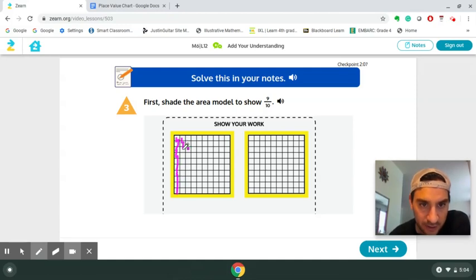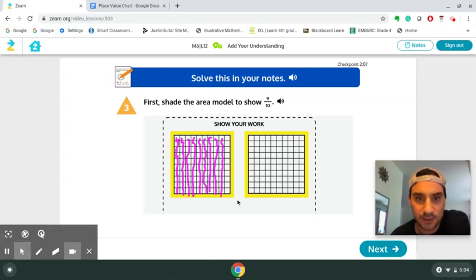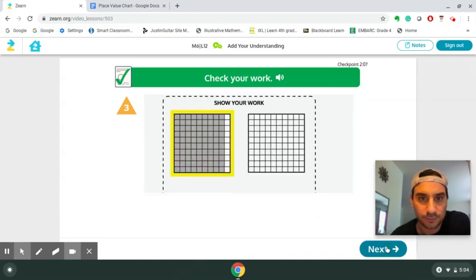Here's 1/10, 2/10, 3/10, 4/10, 5/10, 6/10, 8, 9/10. All right, my friends. Here's our 9/10. I left 1/10 open. Here we go. A much more organized and, I would say, beautifully shaded area model right here.